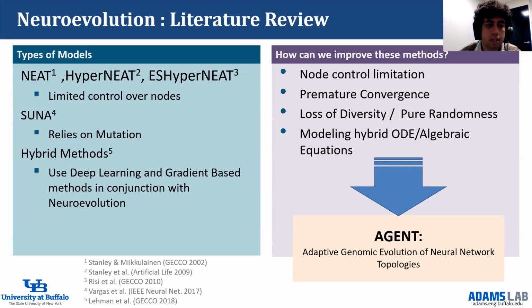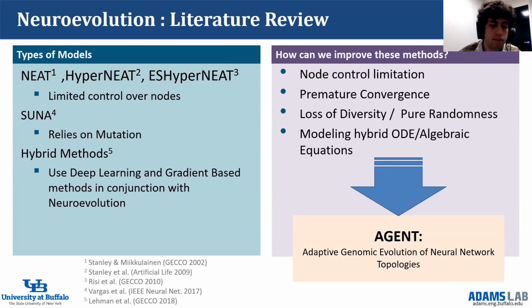There is another architecture, SUNA, which is a good architecture. It also has a very interesting speciation, but it relies on mutation for its optimization, which is limiting because without using crossover, GA is not going to be very different compared to an intelligent random optimization, so random search. So we have this issue for SUNA.